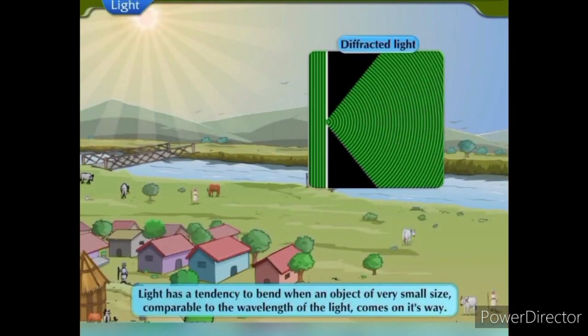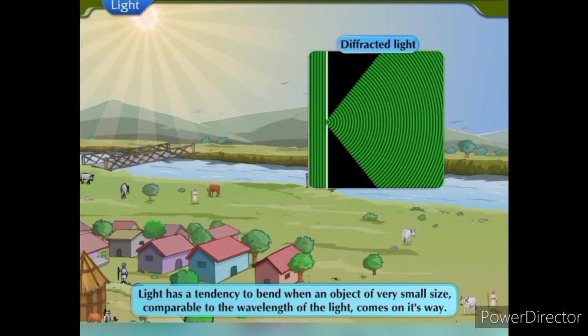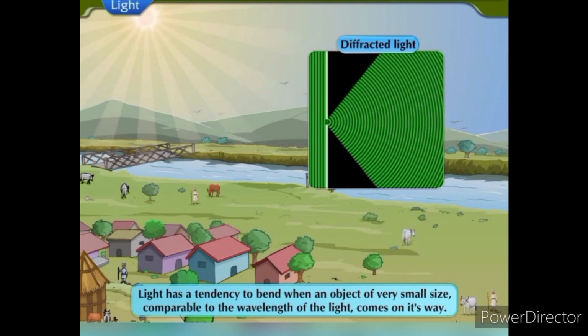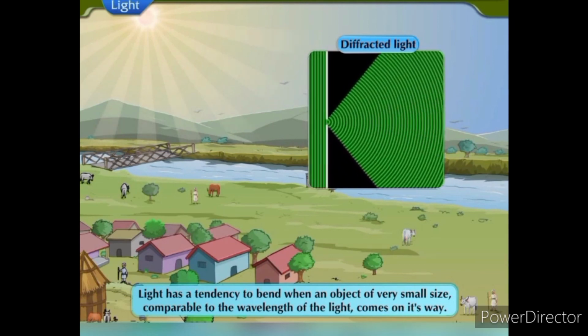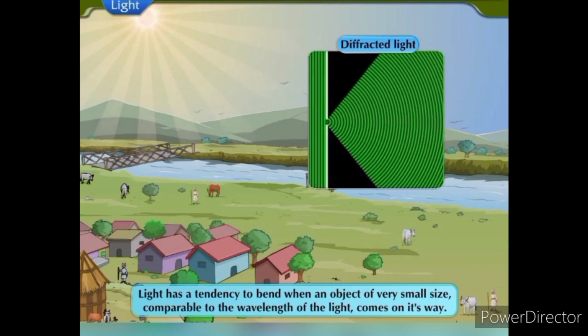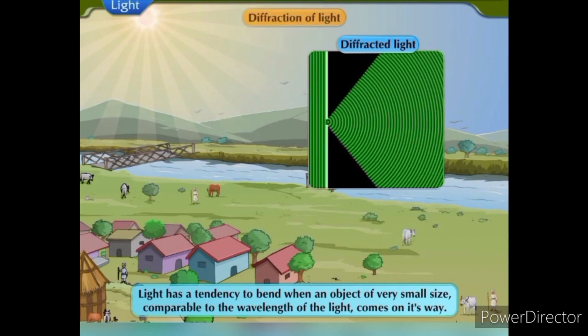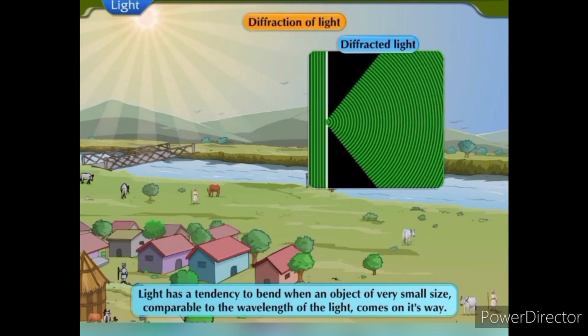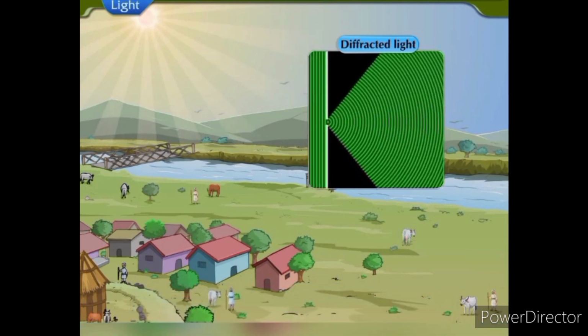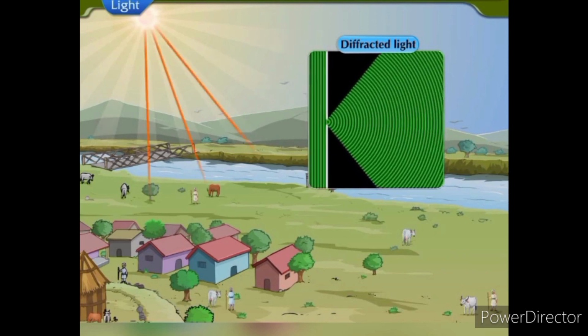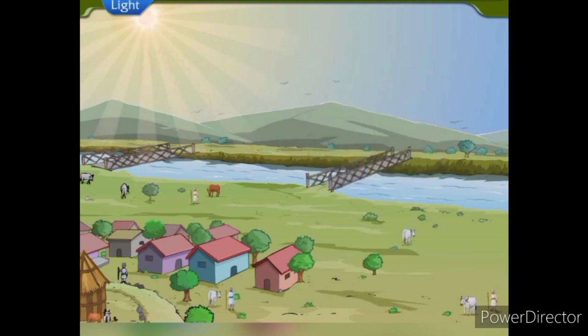Do you know that light has a tendency to bend when an object of very small size, comparable to the wavelength of the light, comes on its way? This property of light is known as diffraction of light. Diffraction of light cannot be explained by straight line treatment of light rays. To explain this phenomenon, we need to consider light as a wave.